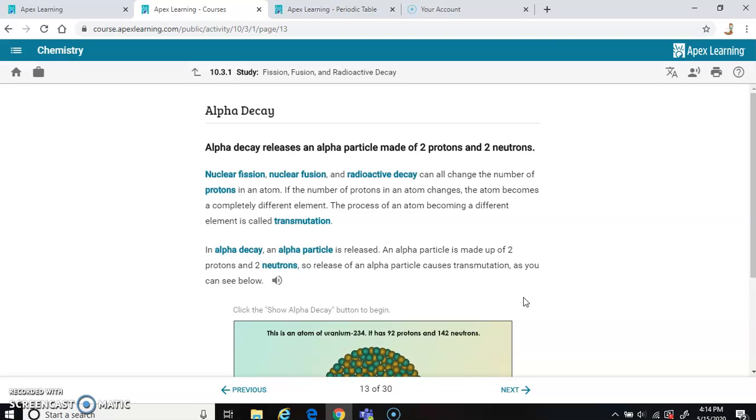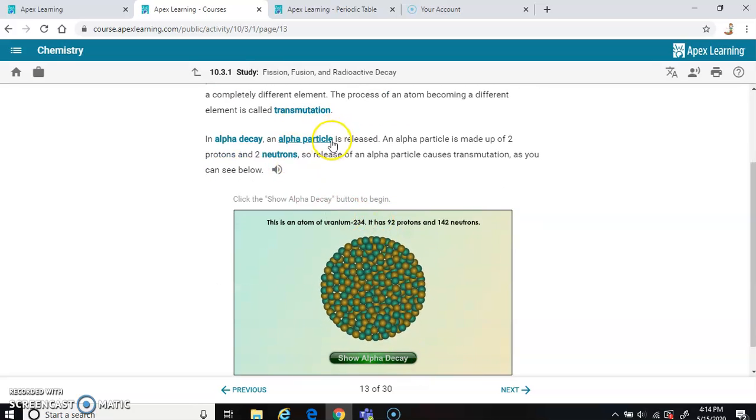So alpha decay is where they can change the number of protons. Okay? So it's going to become a completely different element when that happens, and we call this a transmutation. It's changing, okay? Mutating, changing. So in alpha decay, an alpha particle is released. Now, we remember an alpha particle being 2 protons and 2 neutrons. So the release of one alpha particle causes a change, okay?